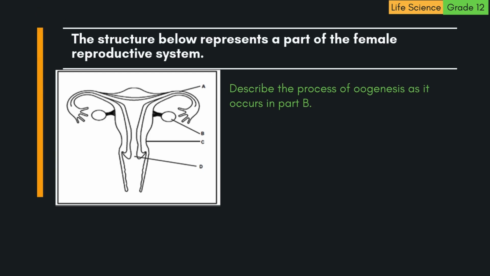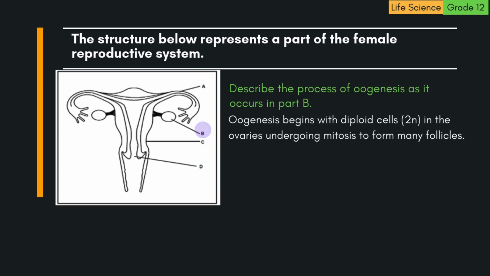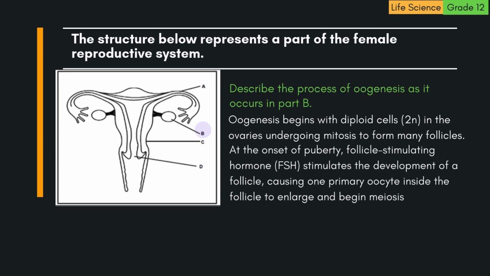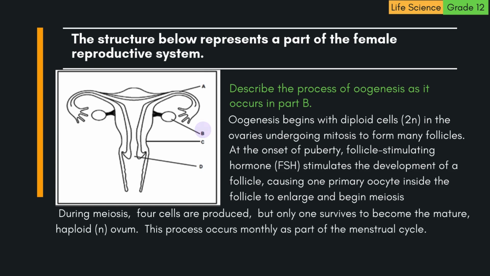Question. Describe the process of oogenesis as it occurs in Part B. Oogenesis begins with diploid cells, 2N, in the ovaries undergoing mitosis to form many follicles. At the onset of puberty, follicle-stimulating hormone, FSH, stimulates the development of a follicle, causing one primary oocyte inside the follicle to enlarge and begin meiosis. During meiosis, 4 cells are produced, but only one survives to become the mature, haploid N ovum. This process occurs monthly as part of the menstrual cycle.